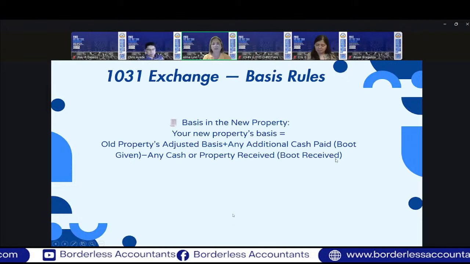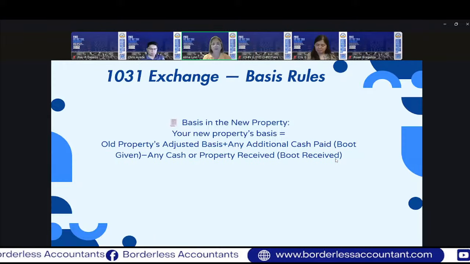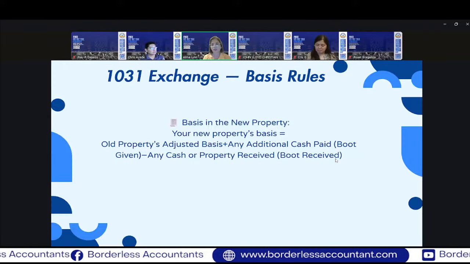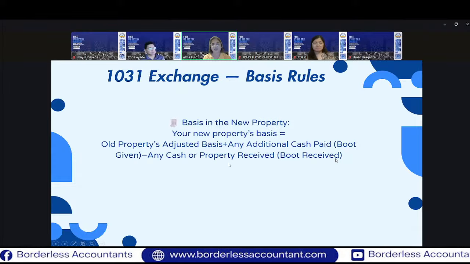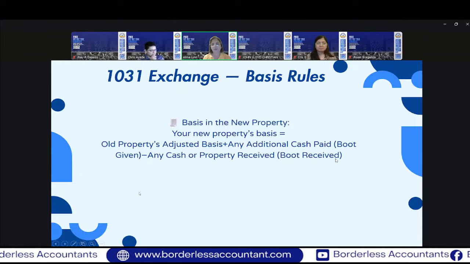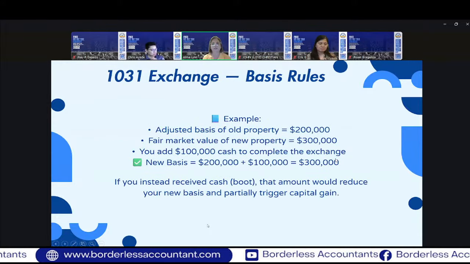And the basis in the new property will be the old property's adjusted basis plus additional cash paid out, boot given, and any cash or property received, or boot received. Boot will be the capital gain, I guess, the difference that you gain.